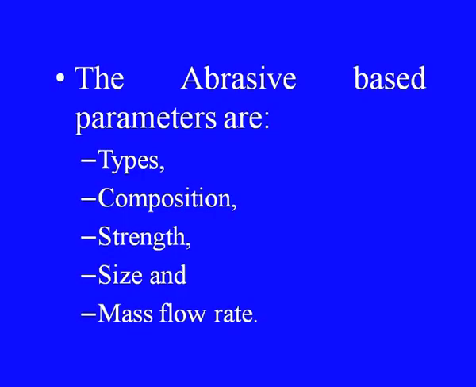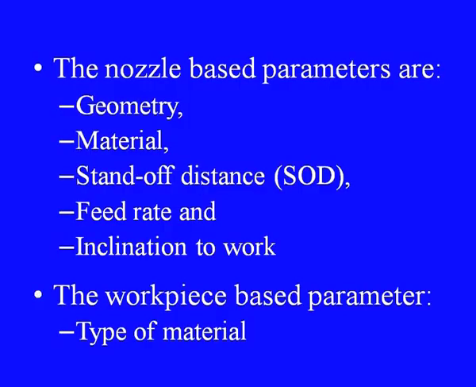As I have already indicated, the abrasive based parameters are type of the abrasives, composition, strength, size and mass flow rate. The gas based parameters are composition, pressure and velocity. The nozzle based parameters are geometry, material, standoff distance, feed rate and then inclination to the work. Then the workpiece based parameters, that is the type of material.